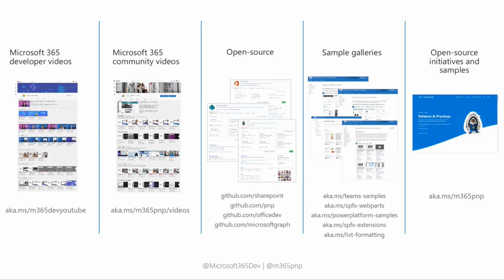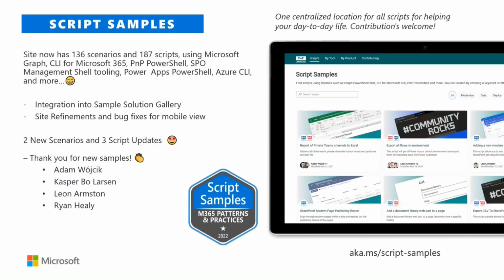And then all of these samples that we've been talking about, they are available to you for free. Members of the community, just like you, are making amazing samples for us to use and build upon. Teams samples, SPFx samples, Power Platform samples, extensions, list formatting, ACEs, oh my, so many. Don't hesitate to take advantage, and we do welcome your samples to be put into those. But you don't have to remember all these URLs. There's only one that you need to use, aka.ms/m365pnp.